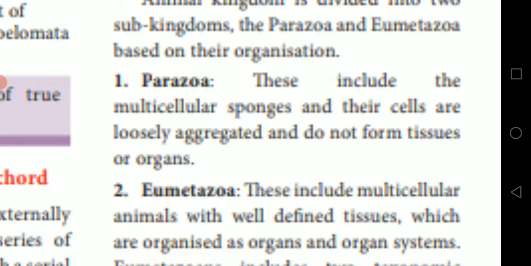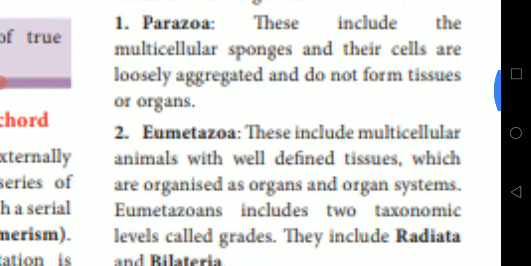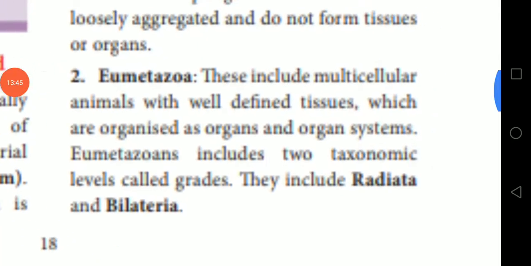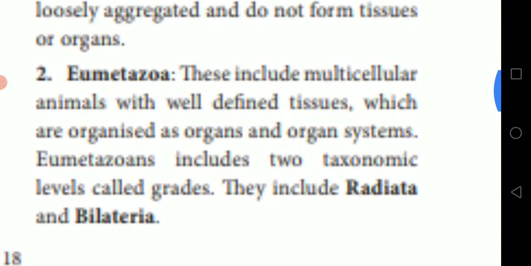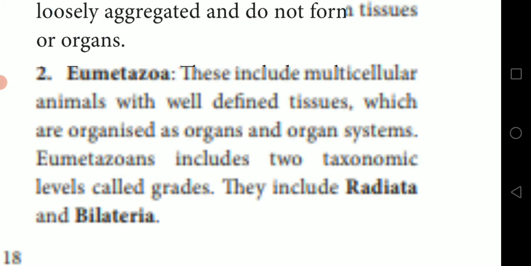Here, Parazoa. What is Parazoa? This includes the multicellular sponges, and their cells are loosely aggregated. That is, their cells are loosely arranged. They do not form tissues or organs. They don't have tissues or organs. That is Parazoa.